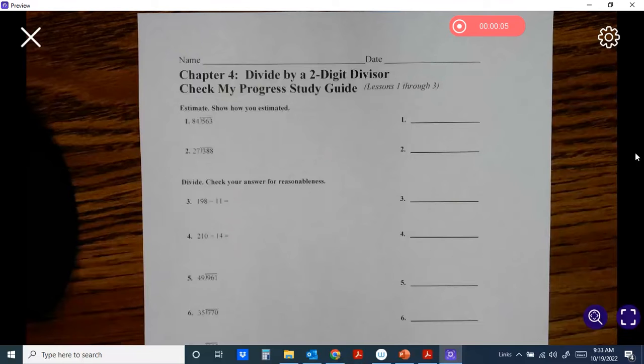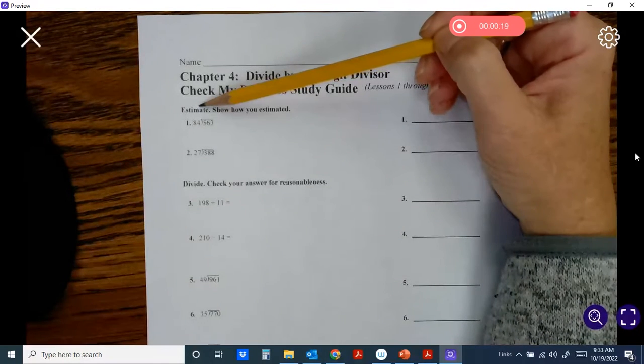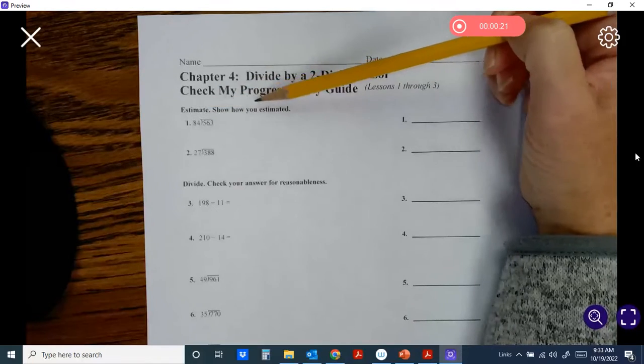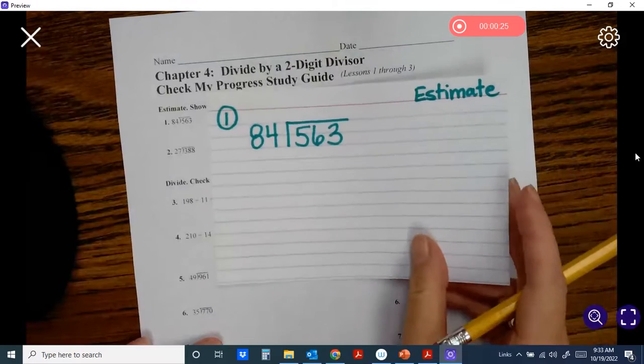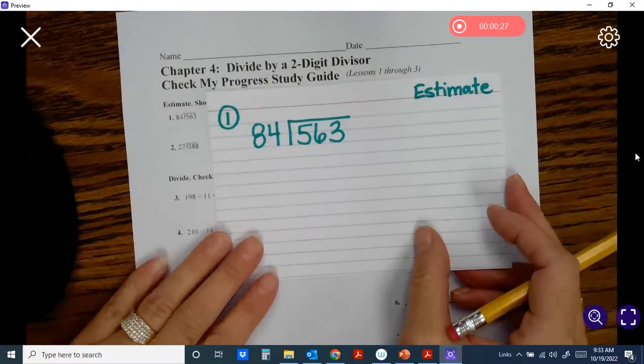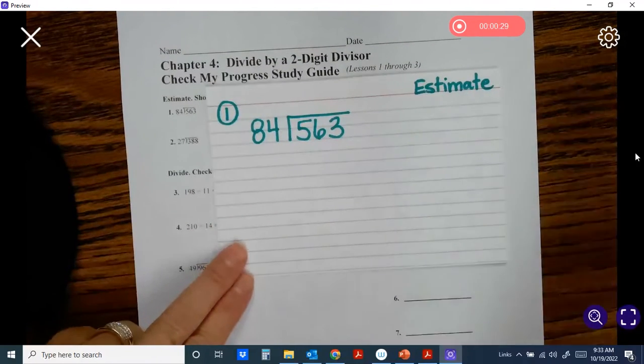We're going to be going over your Chapter 4, Divide by a Two-Digit Divisor, Check My Progress Study Guide, Lessons 1 through 3. All right, so for the first two questions, we're asked to estimate and show how we estimated. I'm going to write these a little bit larger so that we can see. For question number 1, here we go.